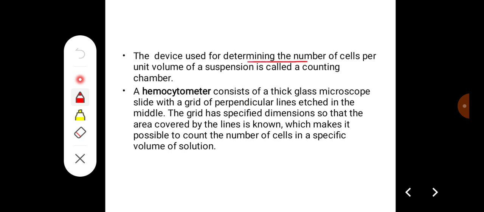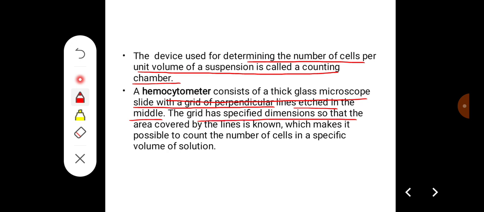The device used for determining the number of cells per unit volume of suspension is called a counting chamber. A haemocytometer consists of a thick glass microscope slide with a grid of perpendicular lines etched in the middle. The grid has specified dimensions so that the area covered by these lines is known, which makes it possible to count the number of cells in a specific volume of a solution. The principle of haemocytometry is to count the number of cells in a specific volume of a diluted solution and convert it into the number of cells in 1 cubic millimeter of undiluted solution.